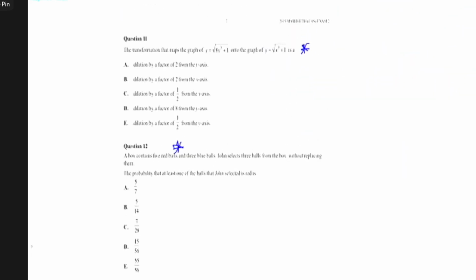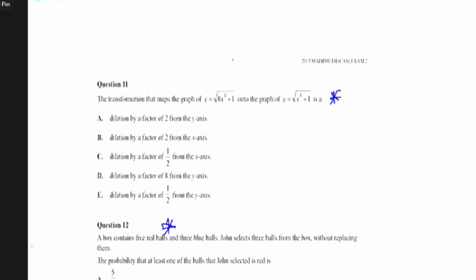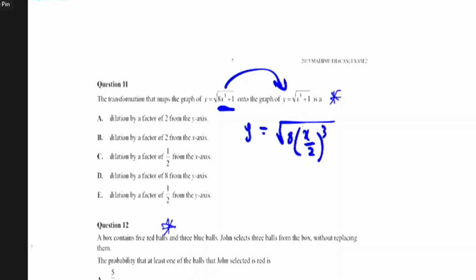Next question, question 11. So you're trying to turn this graph into the form of this. So basically what you do is you can rewrite this as 8 times (x divided by 2) whole thing cubed plus 1. So as you can see, if you expand that out, you get x cubed divided by 8 plus 1, so the 8's cancel out and you just get this.